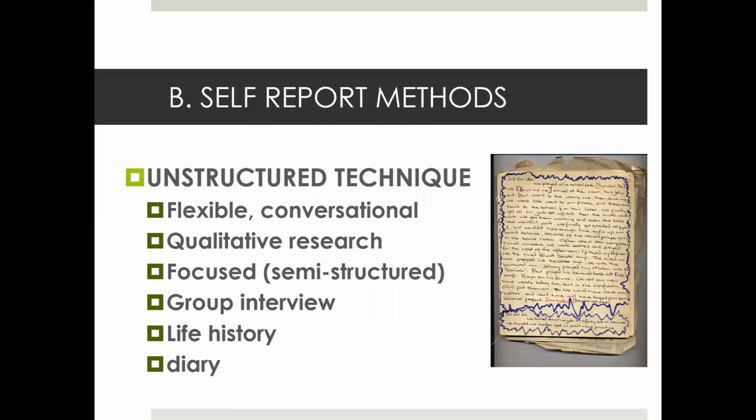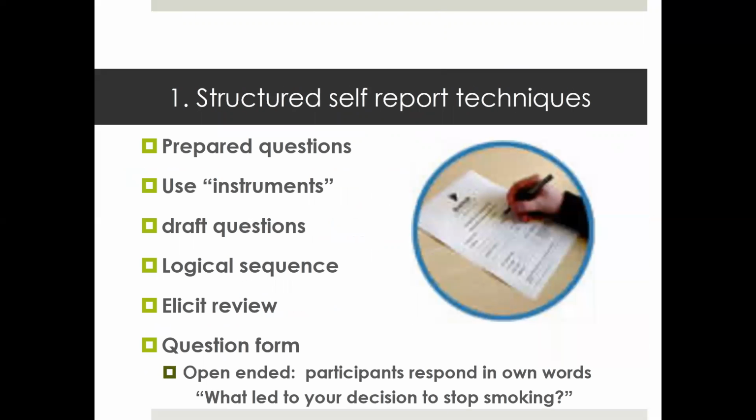First of all, there can be unstructured techniques. These are most common, again, in qualitative research. They're flexible, conversational, and they can be focused on a single topic or a very broad topic. They can be done with groups or individuals. You can also use people's life histories or diaries, and all of these are methods of self-report.